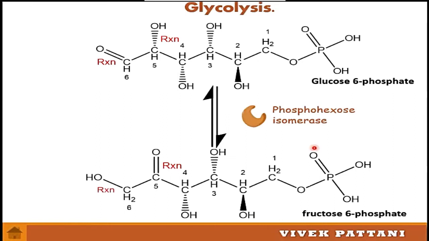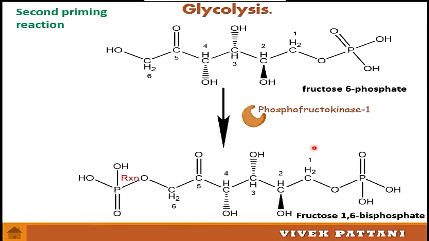Moving forward, glucose 6-phosphate will now be converted into fructose 6-phosphate with the help of the enzyme isomerase. To be specific, it is phosphohexose isomerase. It's a reversible reaction, and the first step which involved hexokinase was basically a regulatory step.